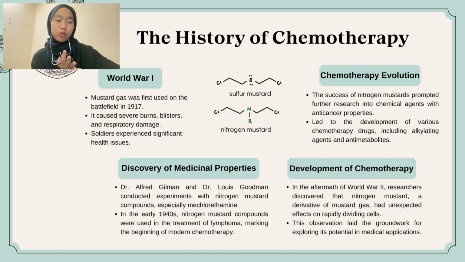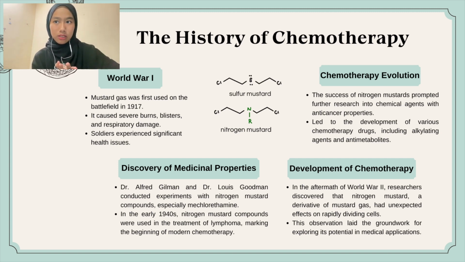So the chemists or researchers went back to their benches, and they found that by replacing or substituting the sulfur in the mustard gas with nitrogen, they were able to treat cancer and reduce some of the toxic side effects in humans. So this compound is called nitrogen mustard. After this discovery, Dr. Alfred Gilman and Dr. Louis Goodman conducted experiments with nitrogen mustard compounds, especially mechlorethamine.